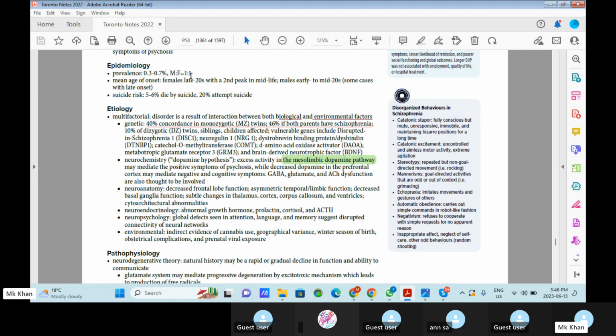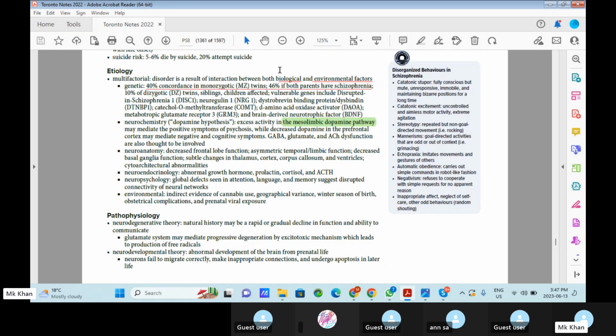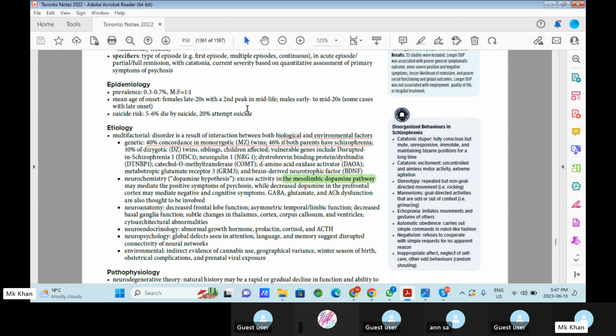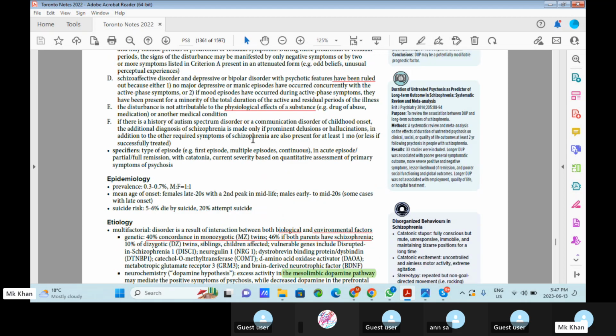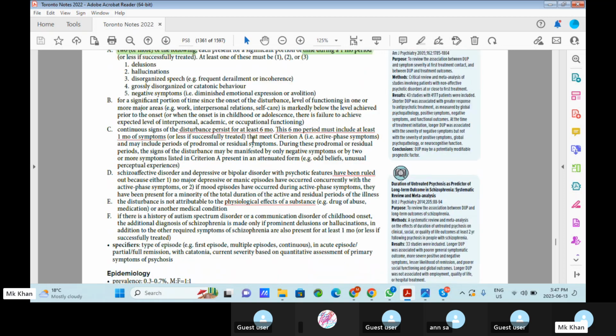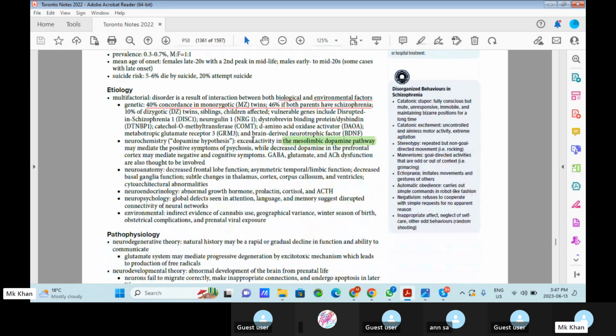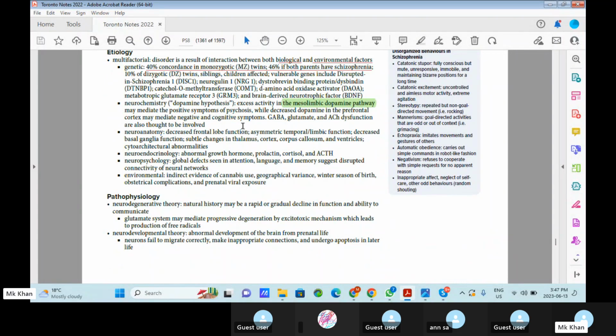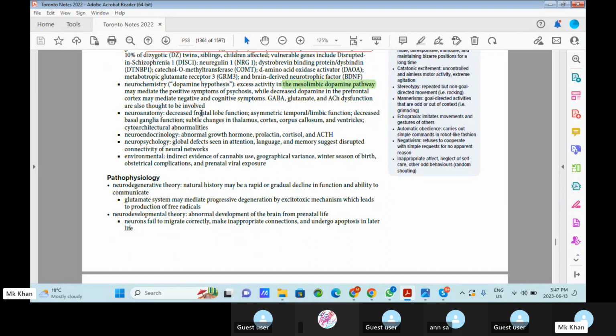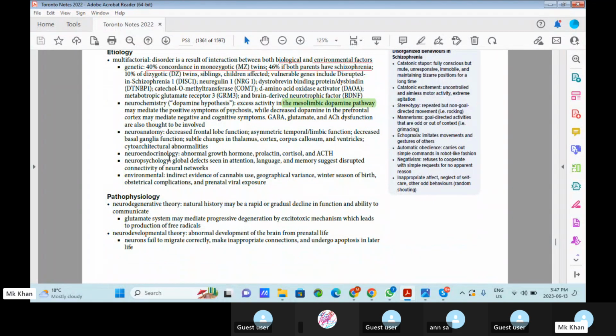And it is both common in male and female, like a 1 to 1 ratio. Mean age of onset for females is late 20s and in midlife, and for males mid 20s, so basically in young patients. And there is suicidal risk present. Suicidal risk is present in all the psychotic disorders, as we have studied before. So this is basically schizophrenia. And then etiology can be multifactorial: environmental factors, genetic factors, and the dopamine hypothesis. So this is all the pathophysiology and etiology.